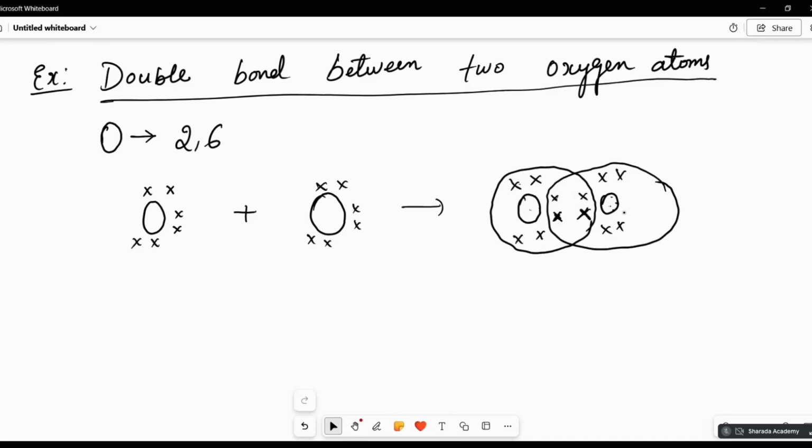And here, two pairs of electrons are shared between the same two atoms, correct? Two pairs are shared here. Earlier in hydrogen, only one pair was shared. Here, two pairs are shared. So this we call a double bond, a double covalent bond. This is a double bond between the two oxygen atoms. So this we call a double covalent bond.